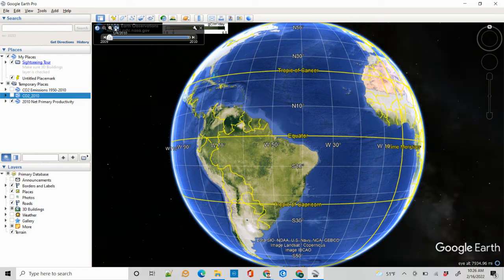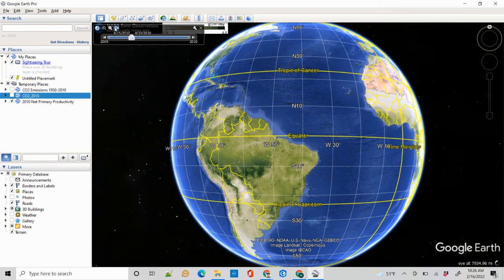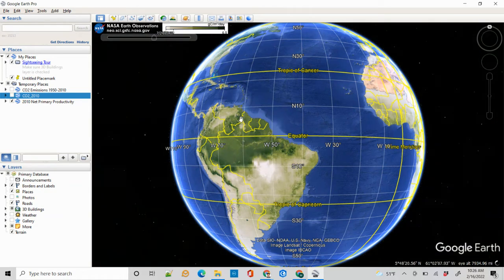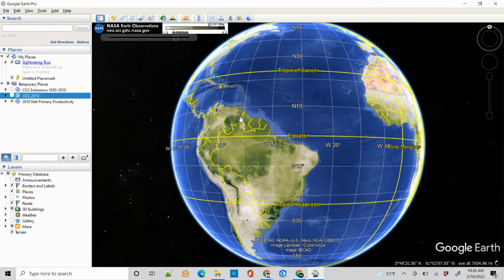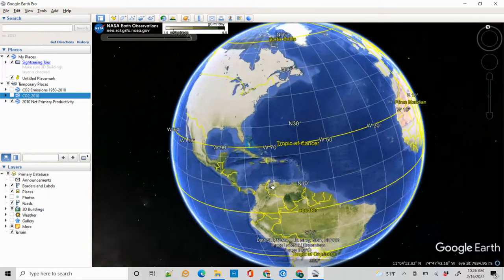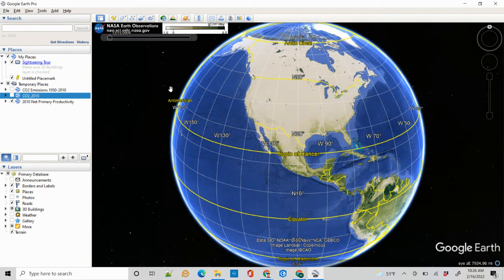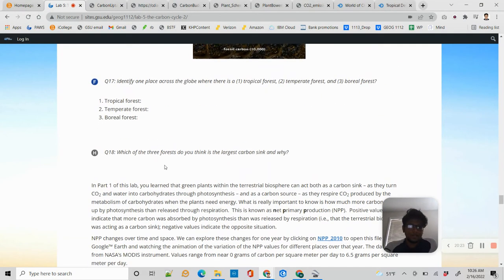Let me play the animation here. Other regions keep changing, but some portion of this part always has positive NPP, which means they have more forest throughout the year of 2010. And if you look at the USA, since the USA has temperate forest, you already know that from the presentation. The USA has temperate forest, Canada has boreal forest, so you can see that in here.